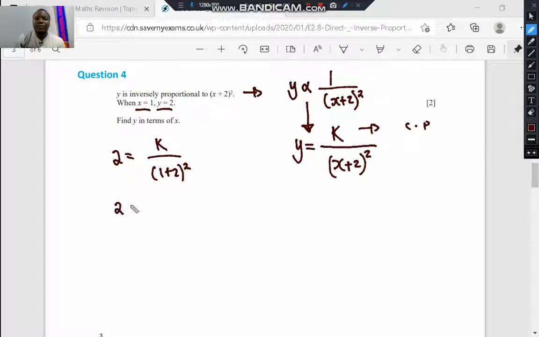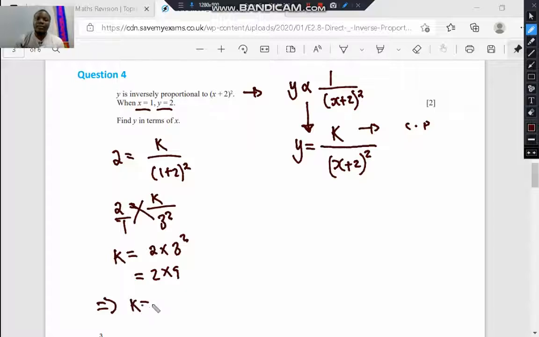So this is going to give us 2 equals k over 3 squared. We are trying to find the value of k, so we can balance these two sides and then do the cross multiplication, because we've done this when we were doing algebra. So this means that k is going to be equal to 2 times 3 squared, which is 9. So this is 2 times 9, which now implies that k is equal to 18. So the constant of proportion is going to be k equals 18.